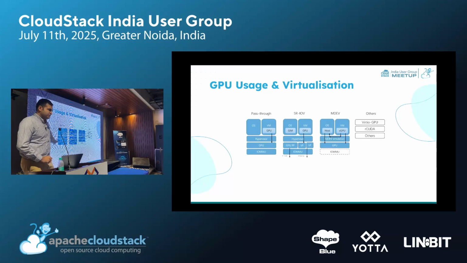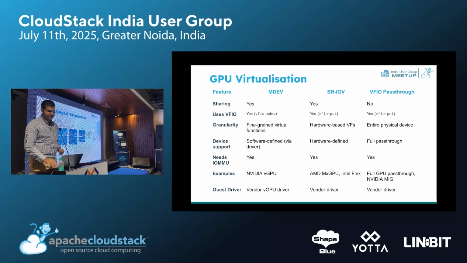First one is obvious. So what are the different types in which I can consume my GPU? The first one is pass-through. The entire physical device is passed through to an instance and used there. The second one is SR-IOV, single root IO virtualization. Essentially, you're splitting your PCI device, the GPU, at the hardware level, which is done by something called virtual functions. And the third one is MDEV, which is what NVIDIA uses, where you're splitting an underlying device, but using the Linux MDEV framework.